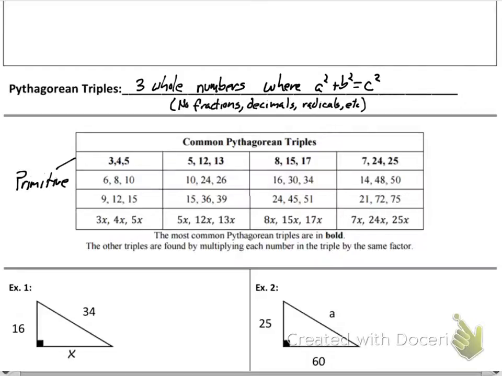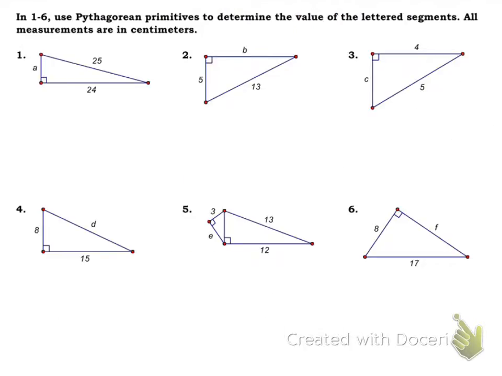I do want to go over one question on the homework. So 1 through 6, you have to use Pythagorean primitives. I do not need to see you drawing a similar triangle. You can just kind of look at it. Well, this one already is in the form. If you need to simplify something, you can do it in your head, or you can draw another triangle.